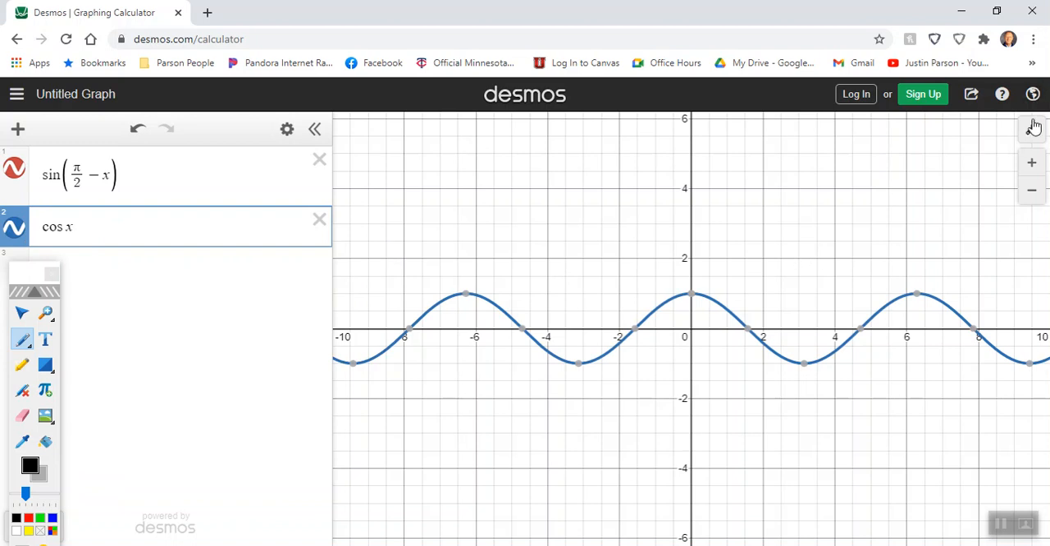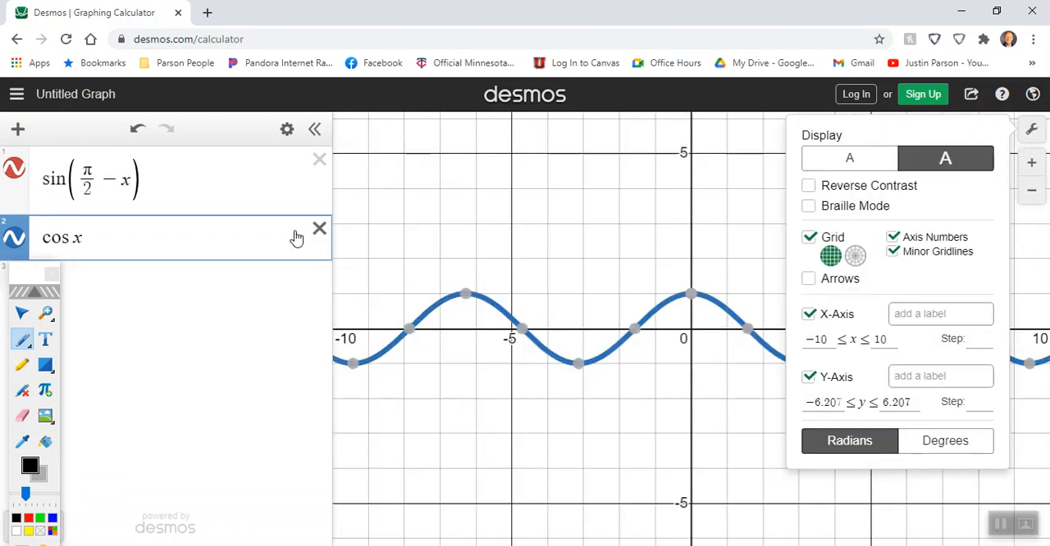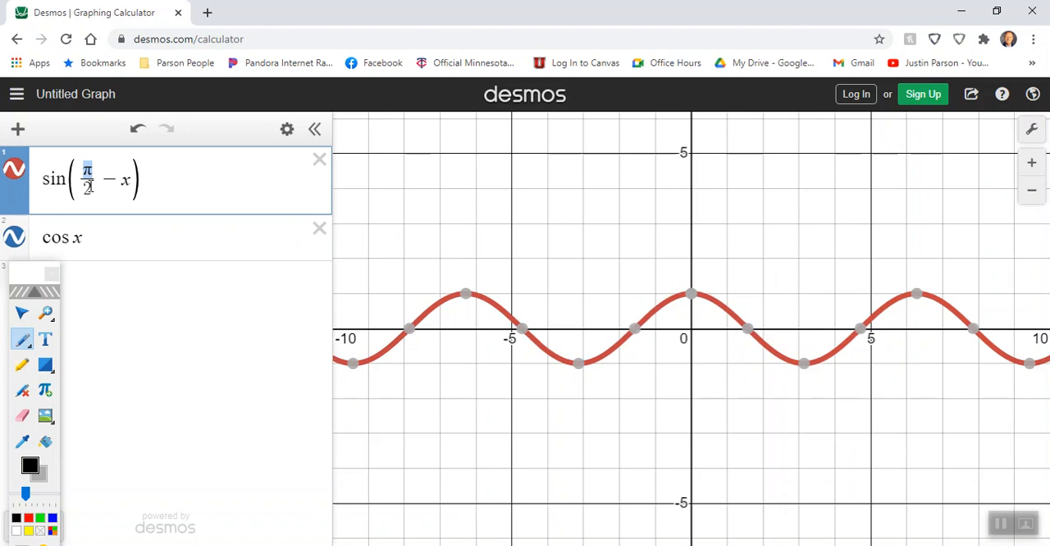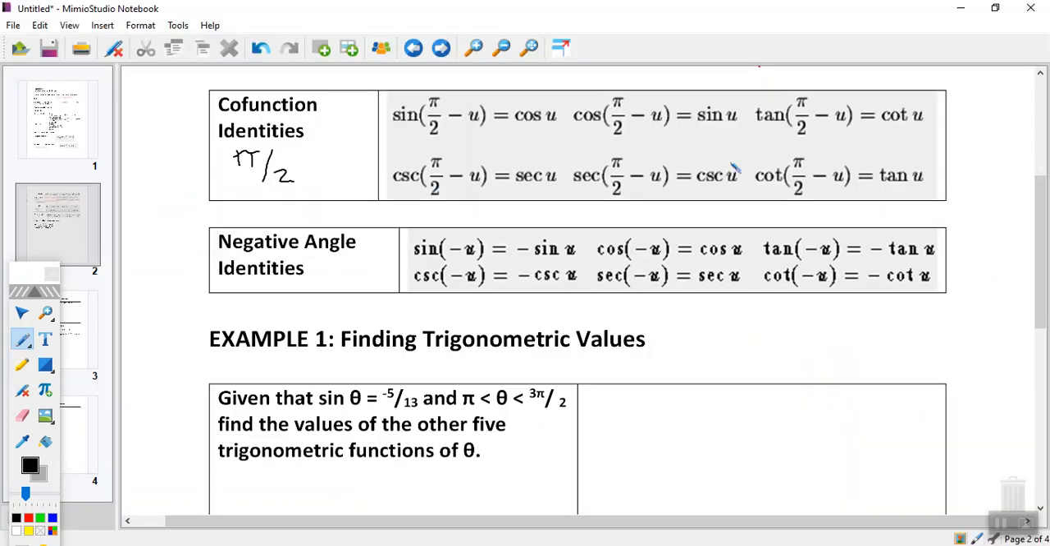So friends, the giveaway is what value in all these? Pi over 2. You see pi over 2 minus something here, you can change it to any of these up here. So sine of pi over 2 minus u is what? Do I need to read through them, or can you find it? So the giveaway is what value in parentheses? Pi over 2. Then, friends, we have some negative angle identities.